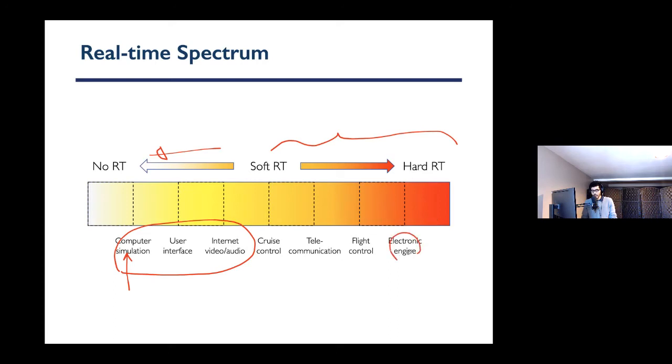Now compare that to an electronic engine in a jet or an airplane. There's nobody else sitting there fixing things for you inside the engine, and you have a deadline. If you don't meet that deadline for the task you have to do, then the engine could fail. People could die. Bad things could happen. And then something along these lines would be the firm real-time system.